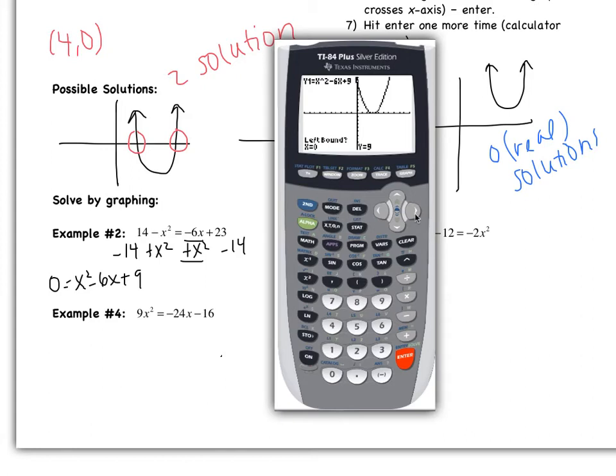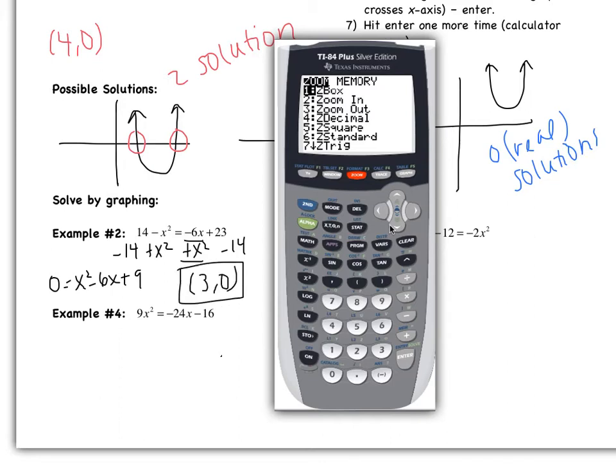Okay, going to the left of where that 0 is. So I'm to the left, I'm going to hit enter, and now go to the right of where that 0 is. And hit enter again, and then enter one more time. Okay, so my 0 is 3, 0. So I'm going to write that down.